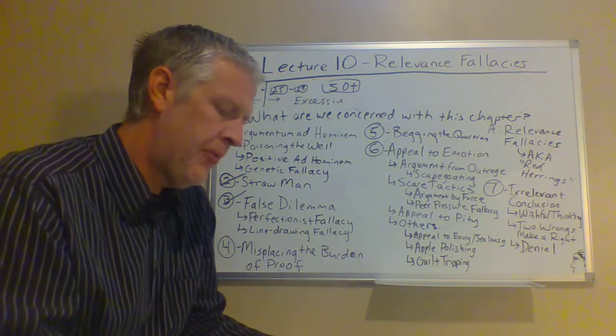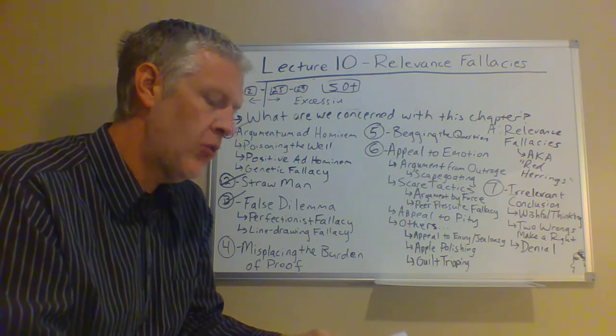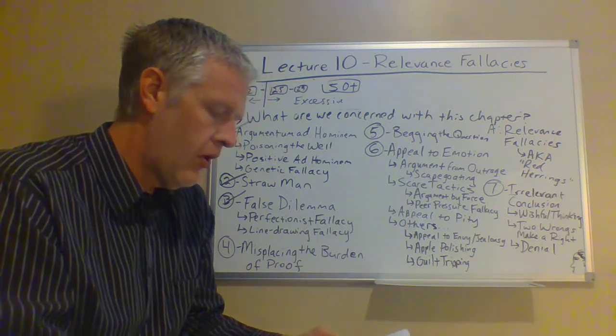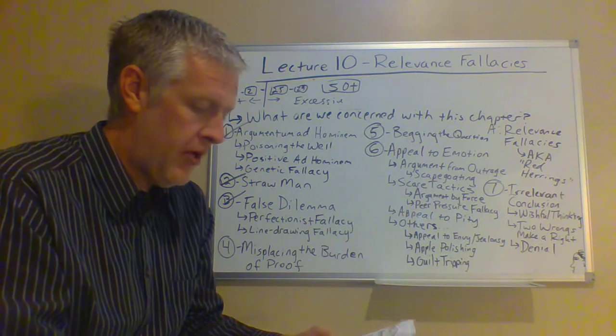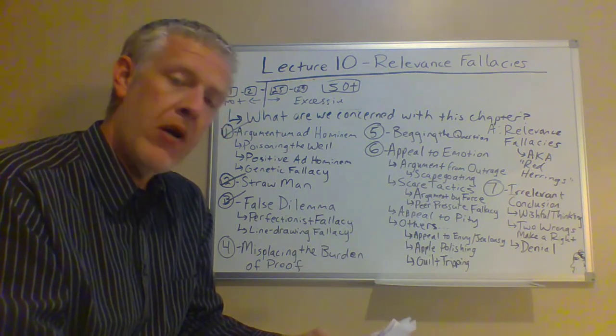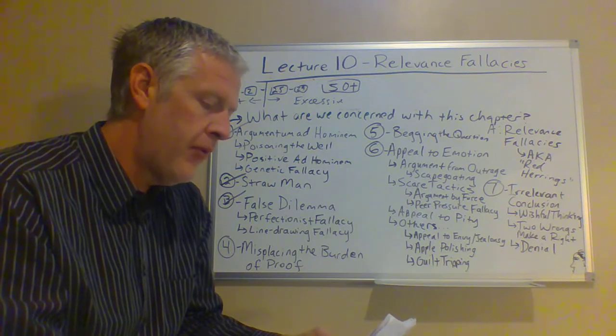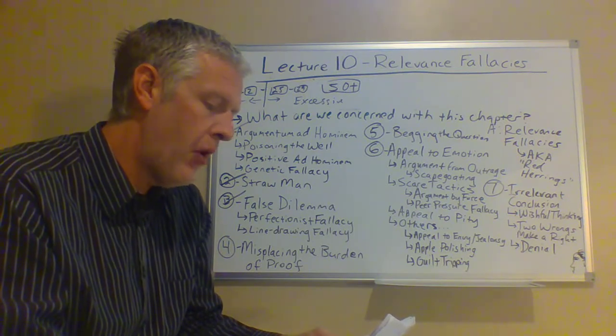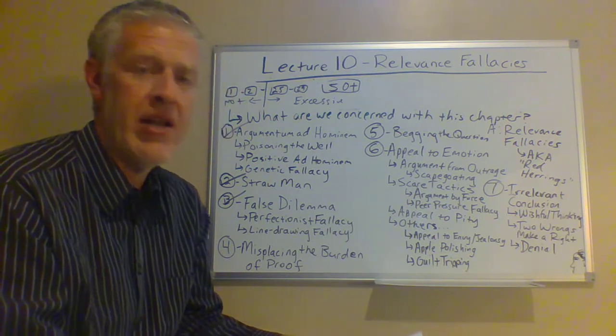Quote, misplacing the burden of proof occurs when the burden of proof is placed on the wrong side of an issue. End quote. Next quote there, also from 224 of the 10th edition. Quote, people are frequently tricked into thinking that they have to prove their opponent's claim wrong when in fact the opponent should be proving that the claim is right, end quote.